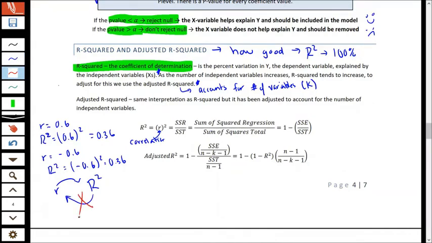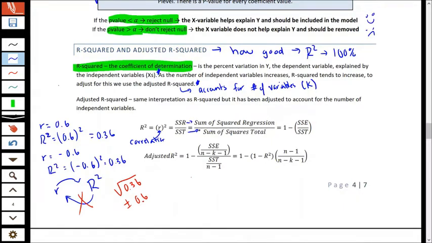So you can go from little r to big R-squared, but you can't go backwards, right? Because if I try to take the square root of 0.36, I get plus or minus. I get two options, so I don't actually know what r would be. If you know the correlation, you can find R-squared, but if you have R-squared, you can't find the correlation. The actual calculation for R-squared is the sum of squares regression over the sum of squares total. This is what SSR and SST mean.